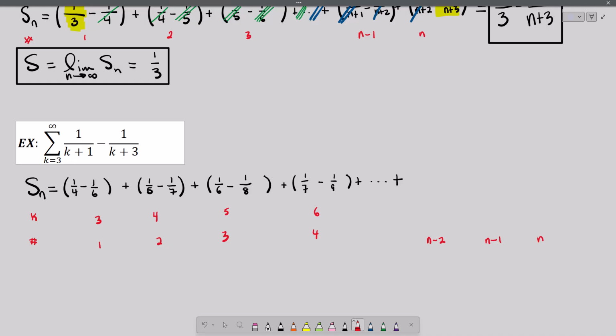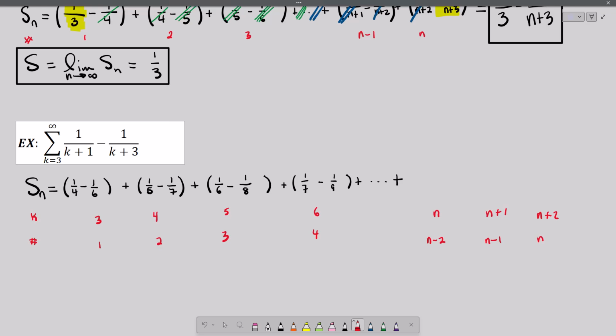Okay, so tell me, what is the k value for the n minus second term? K minus 1 or something? Oh, negative 1. Not quite. 1 over n minus 1. Not quite. What is the pattern here? How do you get to the k value from the term number? Add 2. Add 2. So if we add 2 to this, we get n. If we add 2 to this, we get n plus 1. If we add 2 to this, we get n plus 2.